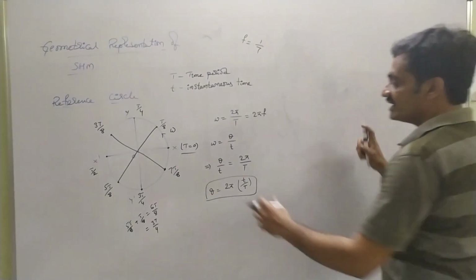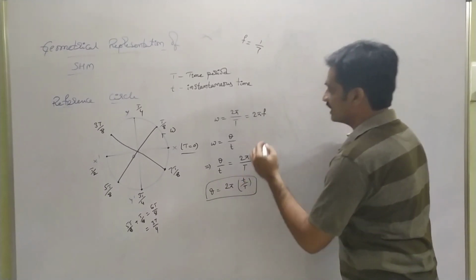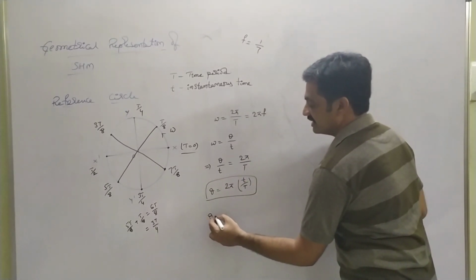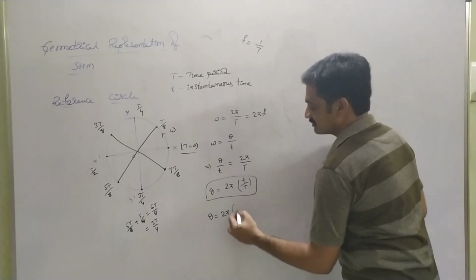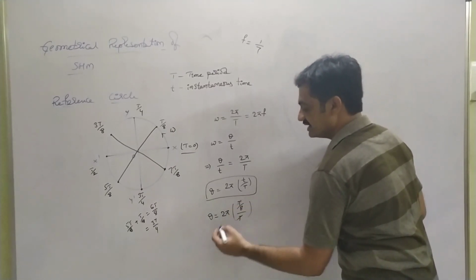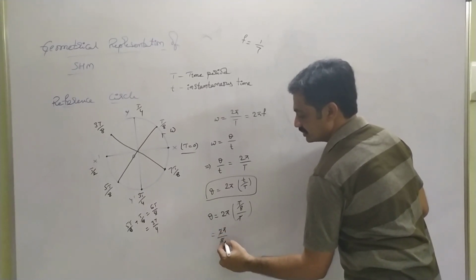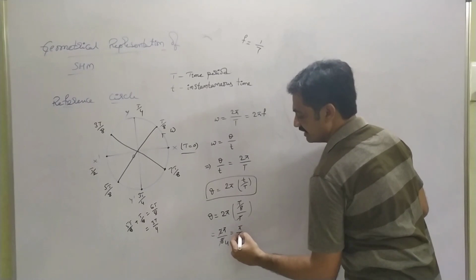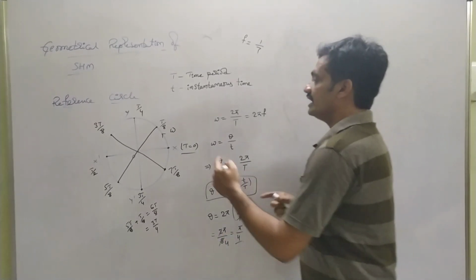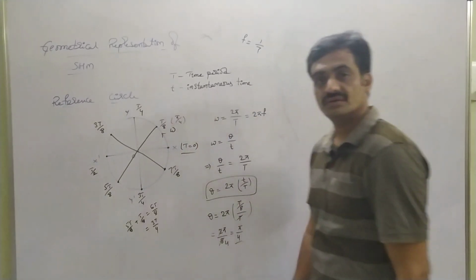Now, when we consider time period small t equals T by 8, then the angle can be represented as theta equals 2 pi into (T by 8) by T. So that T gets cancelled, and here we have 2 pi by 8. We know that 2 4s are 8, then we get an angle of pi by 4. So at T by 8 time period, we get an angle of pi by 4.